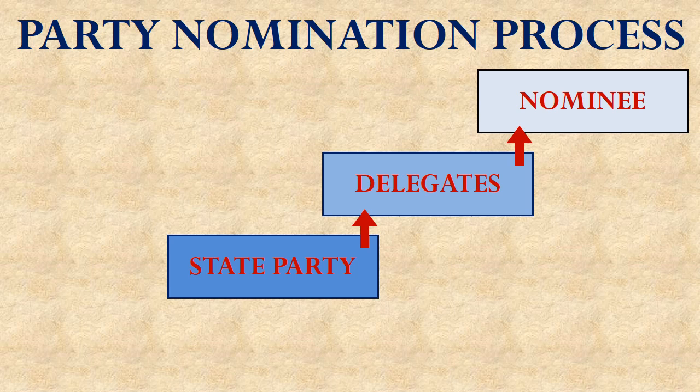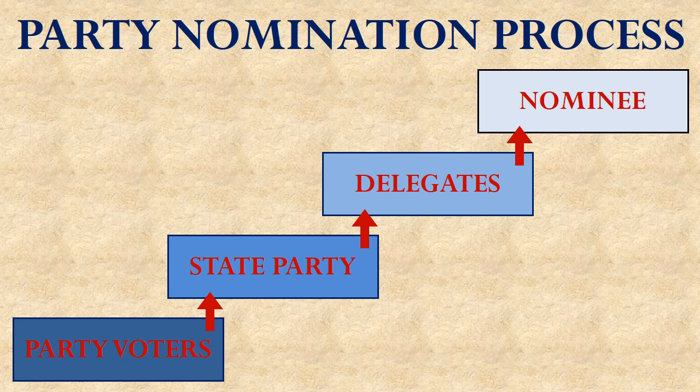The delegates are chosen by state political parties. So, for example, the Republican Party, say in Nebraska, will end up choosing some people from Nebraska to be delegates, who then go to the National Party Convention and cast their votes, and the person who gets the most votes at that convention then becomes the nominee of the party.